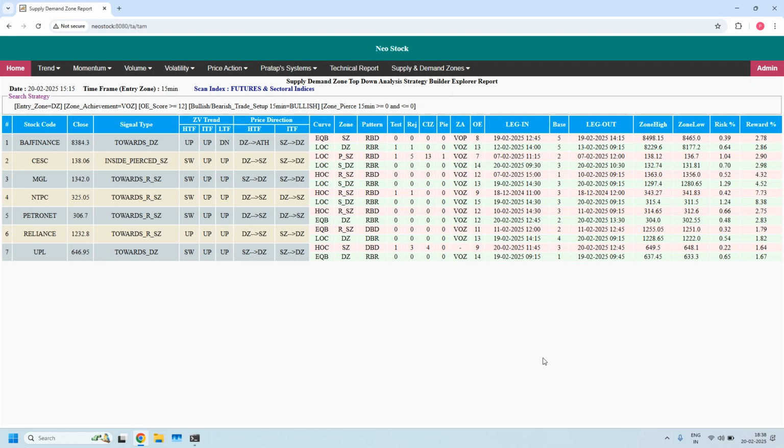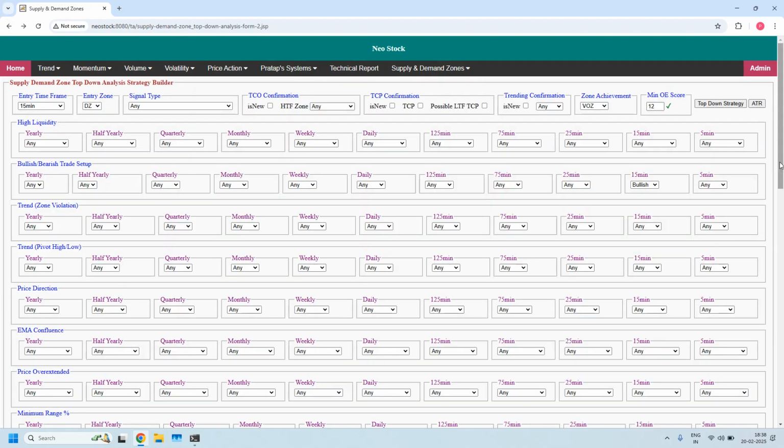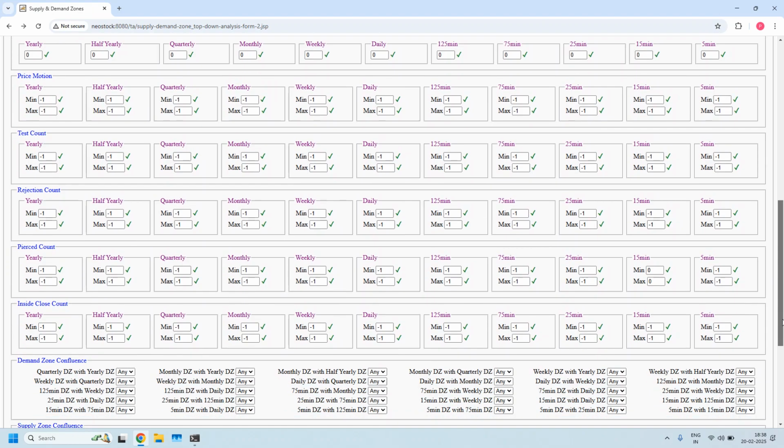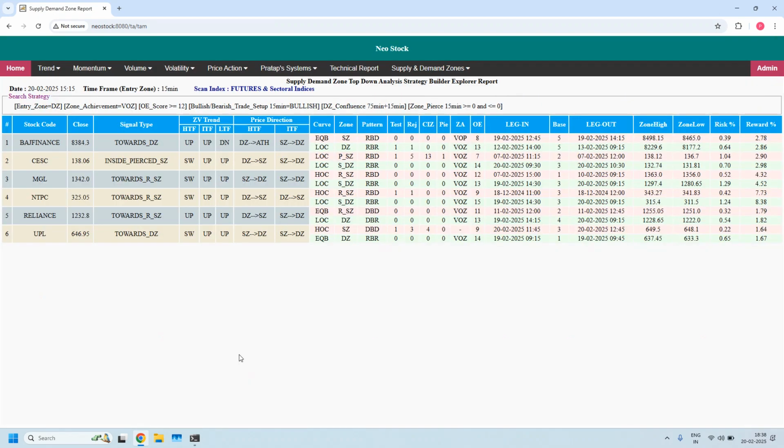Let us identify them. So the first filter is LTF and ITF demand zone confluence. That is 15-minute demand zone with 75-minute demand zone confluence. So I enabled the filter. By applying this filter on 7 stocks, we got 6 stocks. In these 6 stocks, these 15-minute demand zones are overlapped with the 75-minute demand zone. And the 75-minute trend, that is ITF trend, is uptrend in all these stocks.